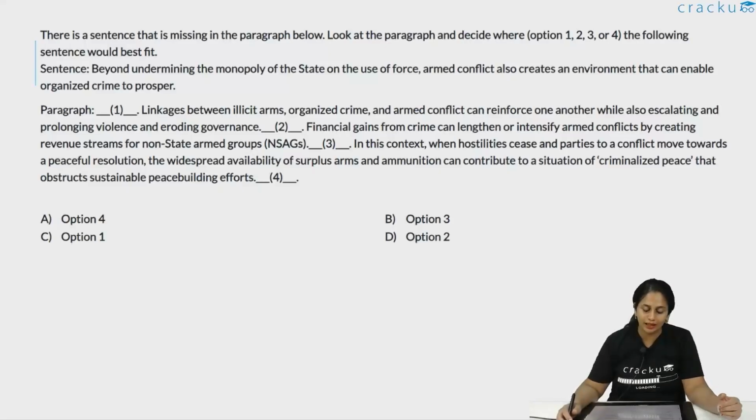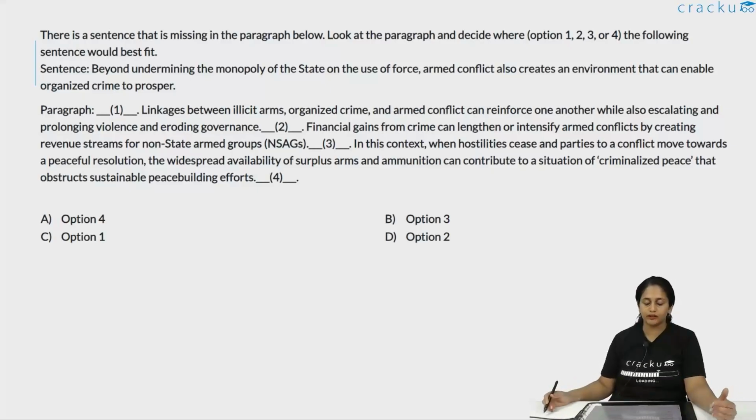Linkages between illicit arms, organized crime and armed conflict can reinforce one another while also escalating and prolonging violence and eroding governance. Financial gains from crime can lengthen or intensify armed conflicts by creating revenue streams for non-state armed groups, NSAGs. In this context, when hostilities cease and parties to a conflict move towards a peaceful resolution, the widespread availability of surplus arms and ammunition can contribute to a situation of criminalized peace that obstructs sustainable peace-building efforts.